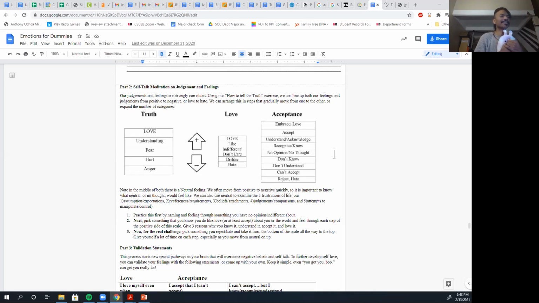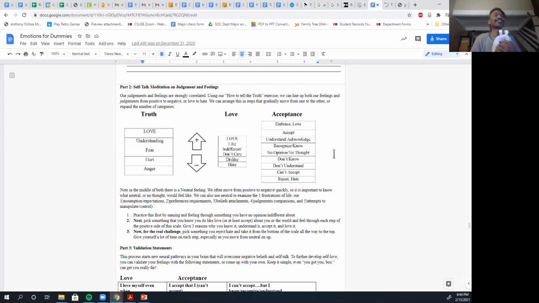Okay, next is to focus on the positive side of the scale. So you can just see what that feels like. So, pick something. I guess I could stick with the thing I already picked. Well, I'm gonna work through this. Pick something you like. Let's go with that. Pick something you know you like. Make it easy for yourself. The beach. I like the beach.